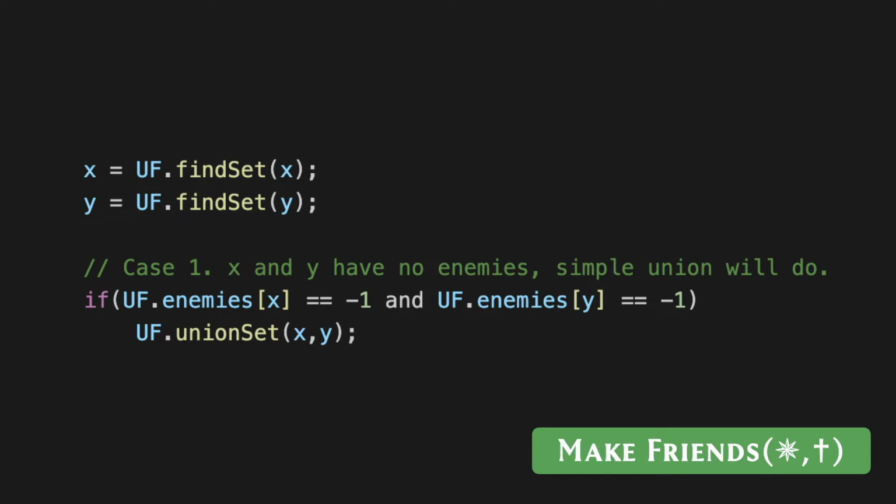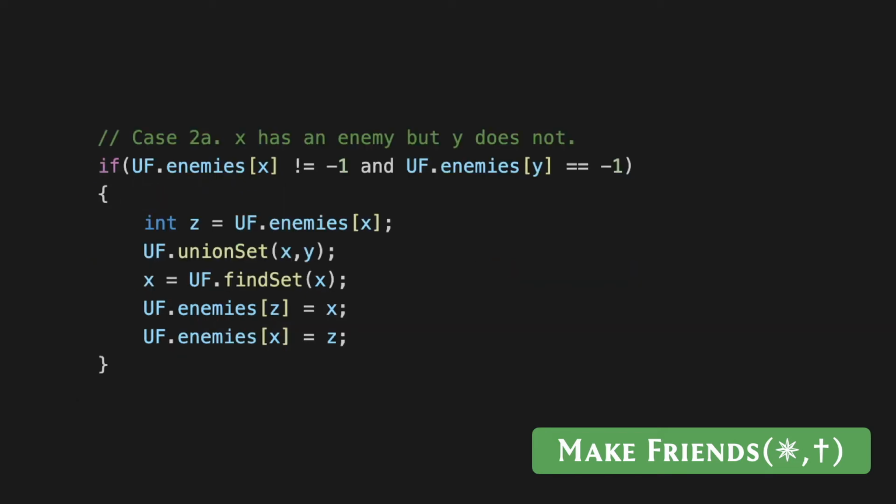And the first case, which was the simplest one, was a situation where x and y have no known enemies to speak of. So if the enemy array is -1 at both these indices, then we just do a simple union and that takes care of the situation completely.